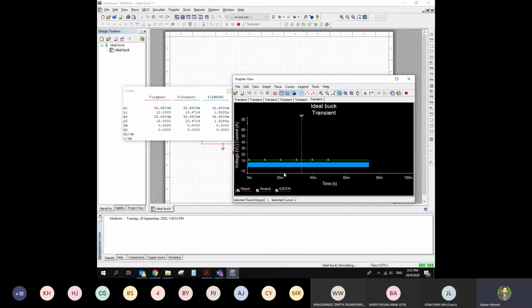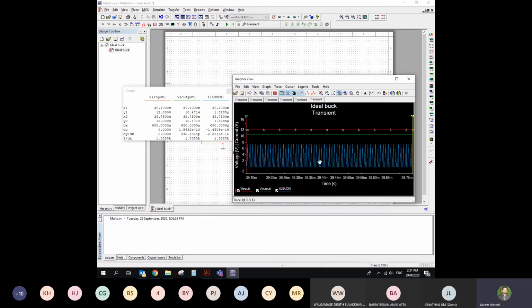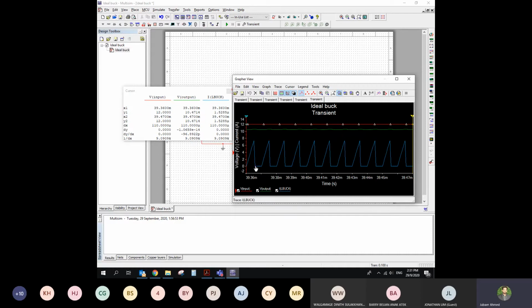Now look at the inductor current. You can see momentarily the inductor current has gone down to 0. Every single cycle, for almost half of the cycle it is conducting current, then it falls down to 0. So it is switching back to discontinuous mode. That's why it's important to know which mode we are operating in, continuous mode or discontinuous mode.